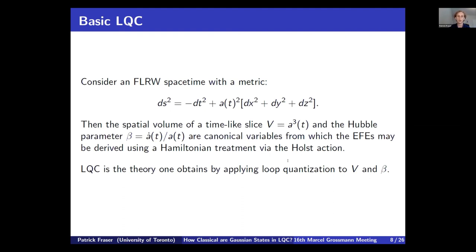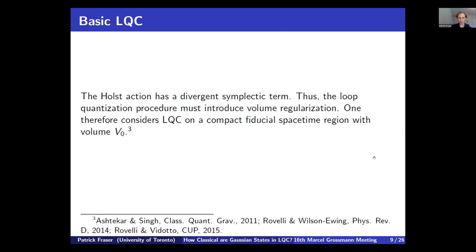And then LQC is just the theory we get when we apply loop quantization methods to these canonical observables for volume and Hubble parameter. As an important note, when we do this Hamiltonian treatment, the Holst action has a divergent symplectic term, as is well known, and therefore the loop quantization procedure requires the introduction of some volume regularization. One therefore considers loop quantum cosmology on a compact fiducial spacetime region with some finite volume V naught. This regularization is very well motivated because in a homogeneous spacetime, it really doesn't matter where this compact cell is located. So this is quite a reasonable thing to do.